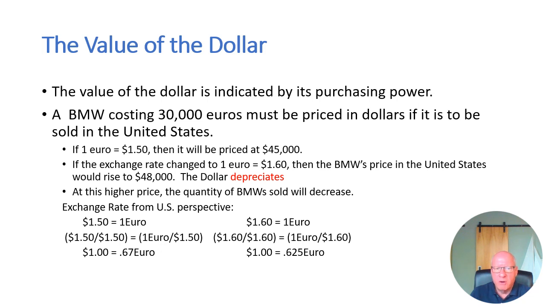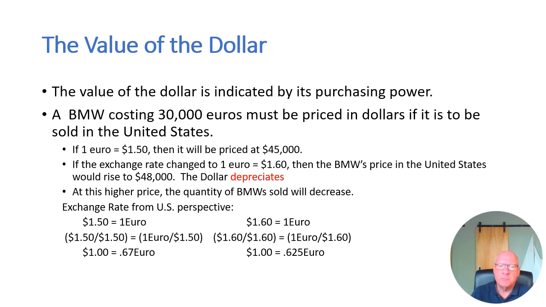Let's assume that 1 euro is equal to $1.50 from the European point of view. Then what's the price of the 30,000 euro BMW? What's it going to cost in the US? Well, you can easily do the math. It takes 1.5 dollars to equal 1 euro. So 1.5 times 30,000 euros gives us $45,000. That's where that $45,000 number came from. So a 30,000 euro BMW is a $45,000 car in the US at an exchange rate of 1 euro to $1.50.